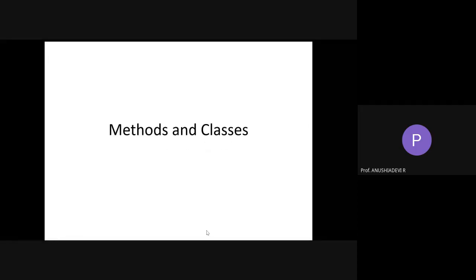Now, what we have discussed in the last class, we have discussed the access specifier. In Java, 4 access specifiers are there: private, public, protected, and default. If you declare any member with the default access specifier, that can be accessed in the same package.